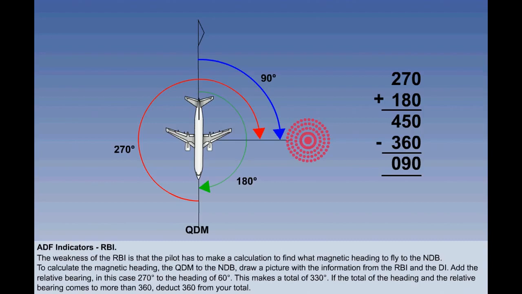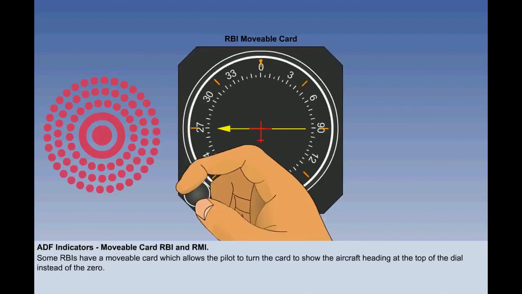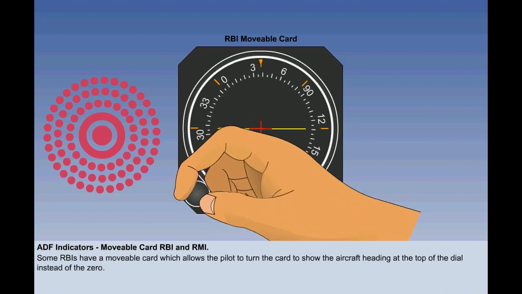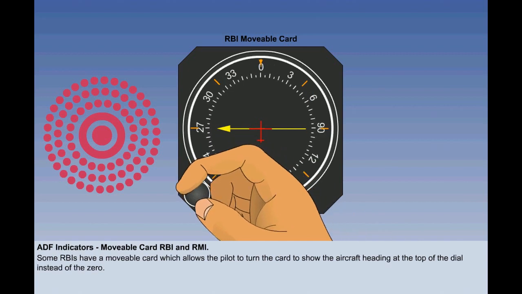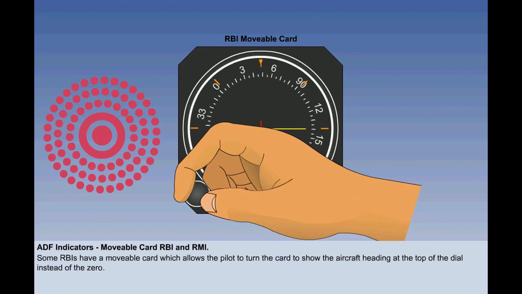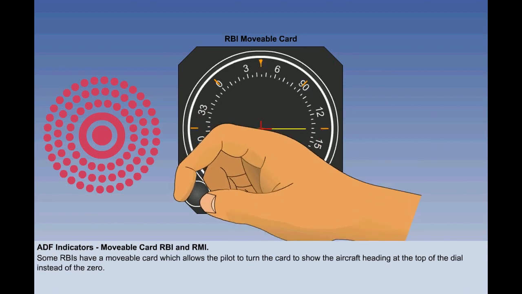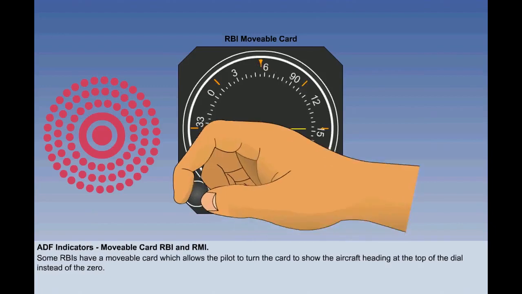For example, a relative bearing of 270 degrees and a heading of 180 degrees totals 450 degrees. Take away 360, which leaves 090 degrees as the magnetic course to steer to the beacon. Some RBIs have a movable card, which allows the pilot to turn the card to show the aircraft heading at the top of the dial instead of the 0, which always appears on the fixed card RBI. So in our example, the pilot can put 60 degrees at the top of the dial to match the direction indicator.